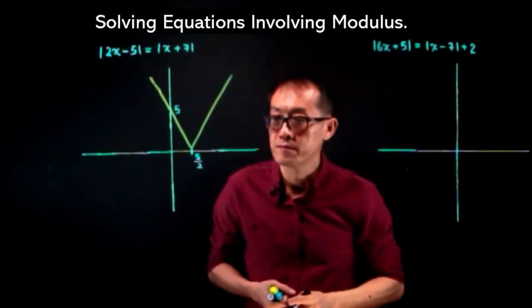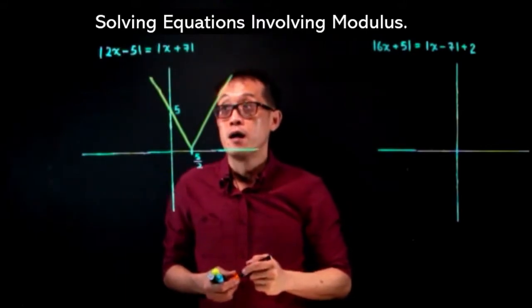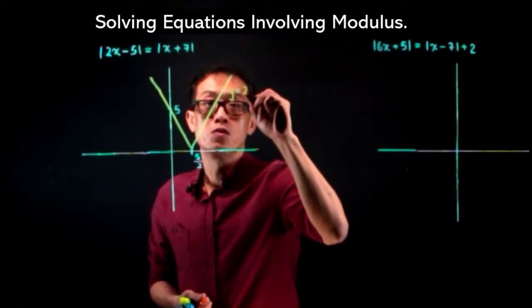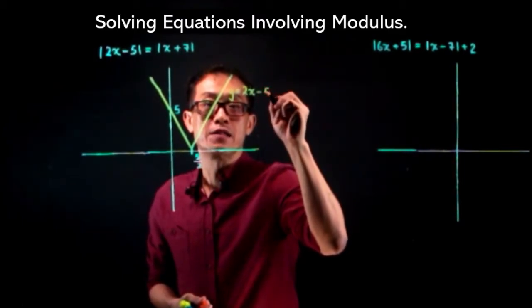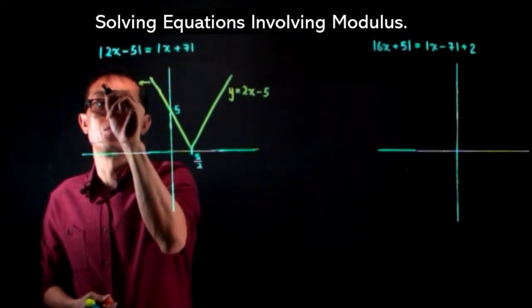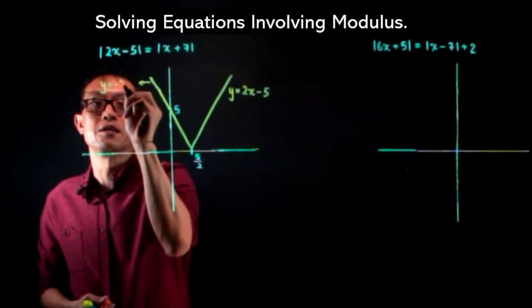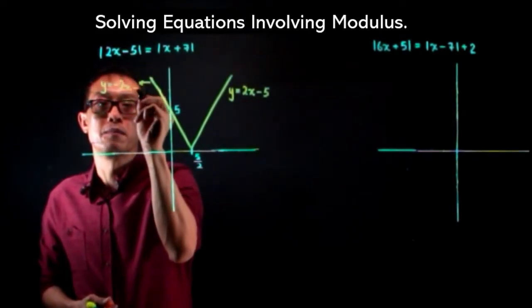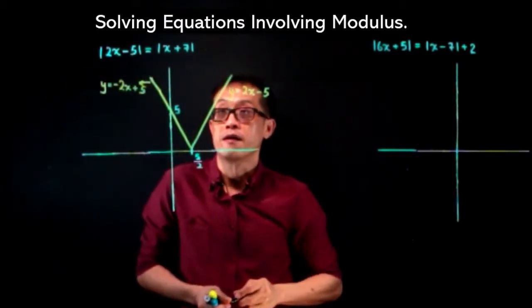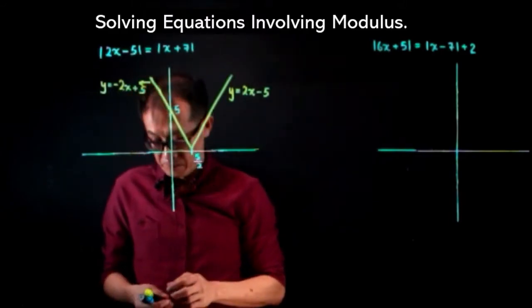All right. Now this is y equals 2x minus 5. It has a positive gradient. This has a negative gradient. So this part is y equals minus 2x plus 5. Now let's draw this graph now.